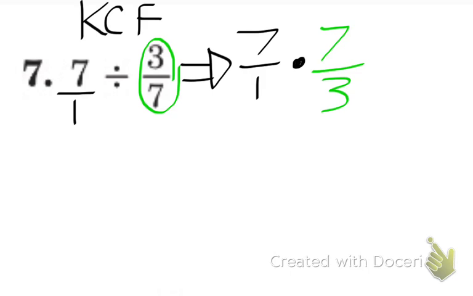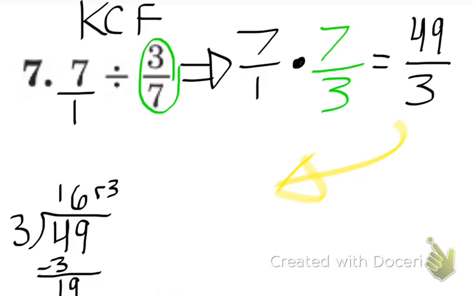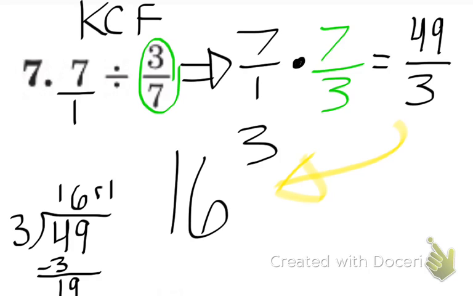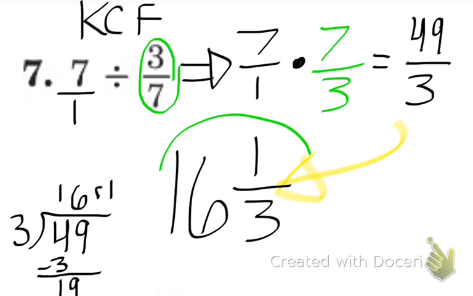Now you're ready to multiply this question, and that's something we've already talked about, so make sure you can get that answer. Alright, so you end up with 49 over 3. You can go ahead and divide that. You get 16 with a remainder of 1. Sorry, I said that wrong, it's not a remainder of 3, it's a remainder of 1. So it's going to be 16 and 1/3. That's your final answer to this question. 16 and 1/3.